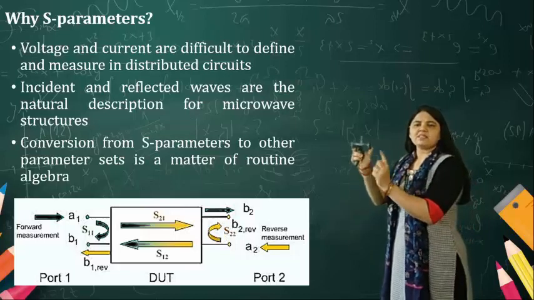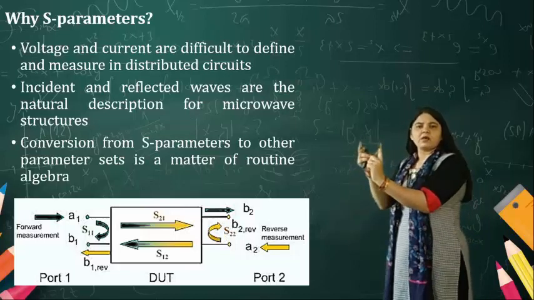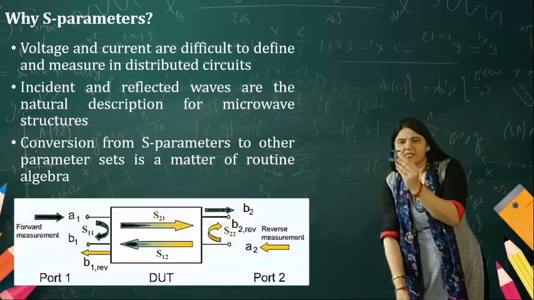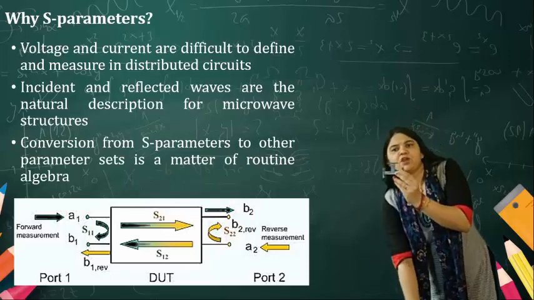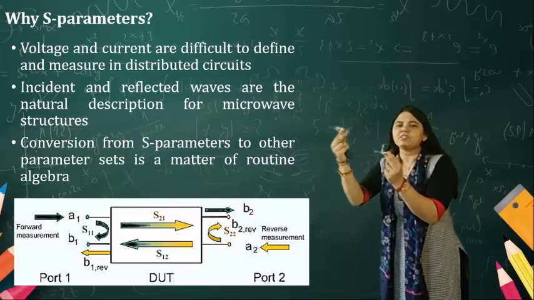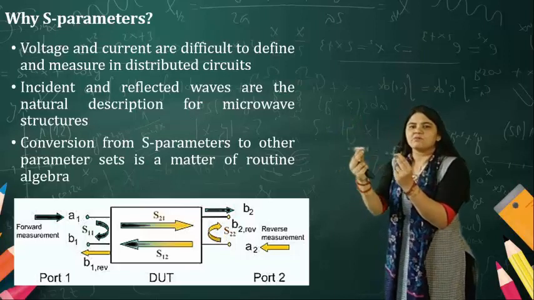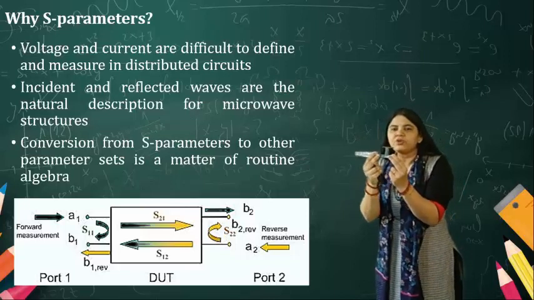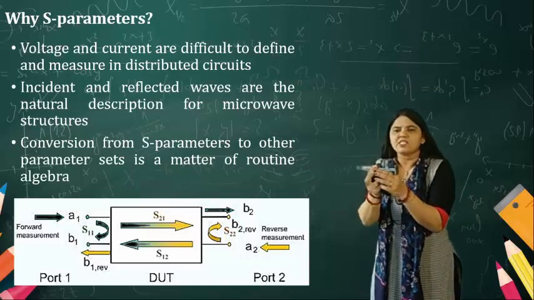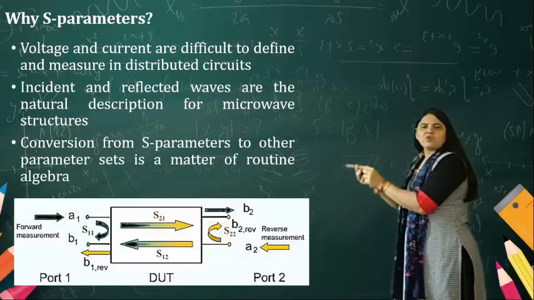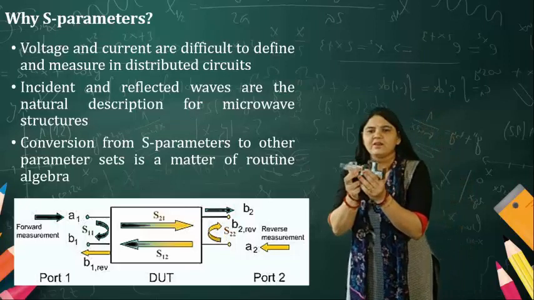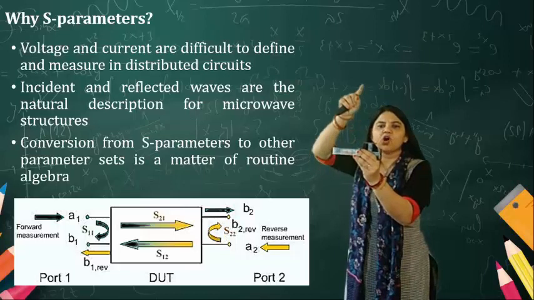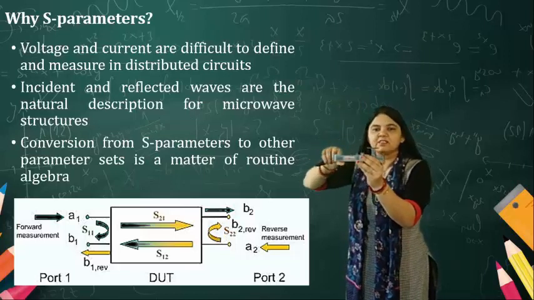So this is the device under test. Here it is my port number 1, port number 2. When I am passing the input wave from port number 1, what do I need to use? I need to use a match load. So if I am connecting my match load over here, then whatever I am applying from this port will come out from this port. There is nothing at this port.